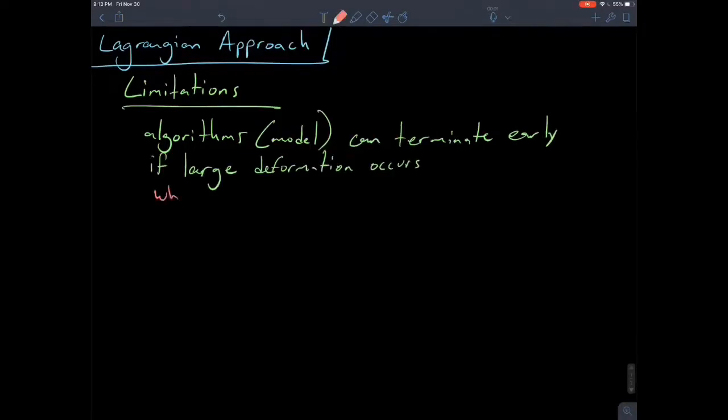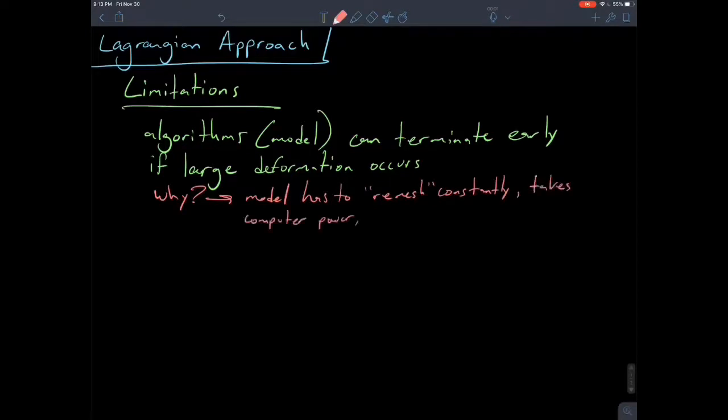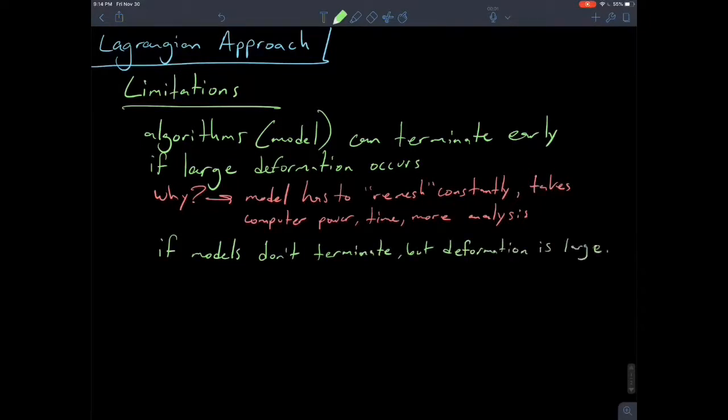There are a few limitations that accompany the Lagrangian approach. Because the models are modeled continuously, they can terminate really quickly if large deformation happens. This can also lead to less accuracy.